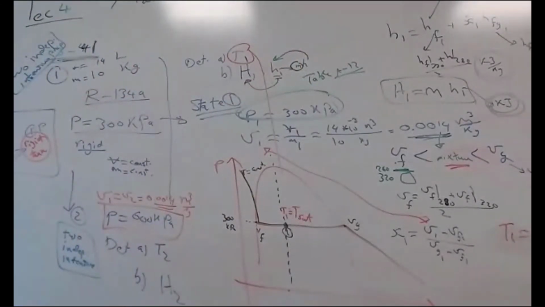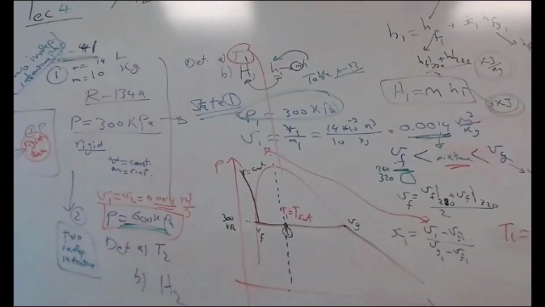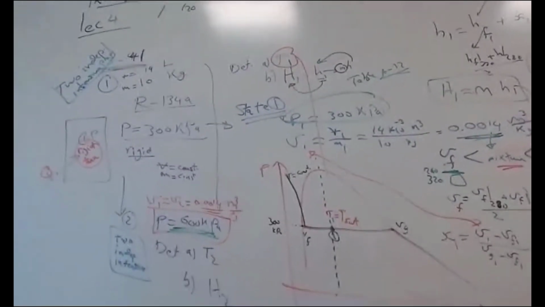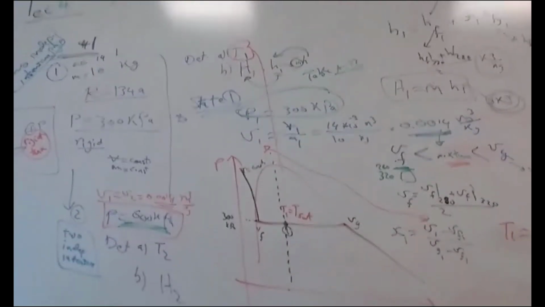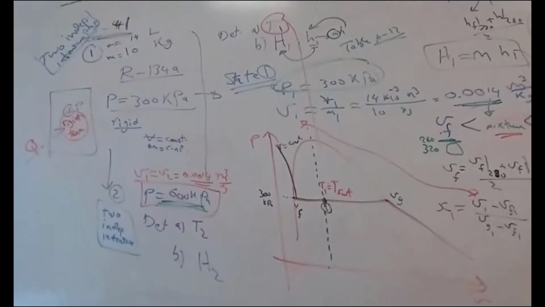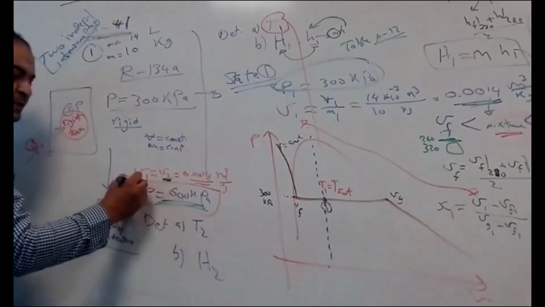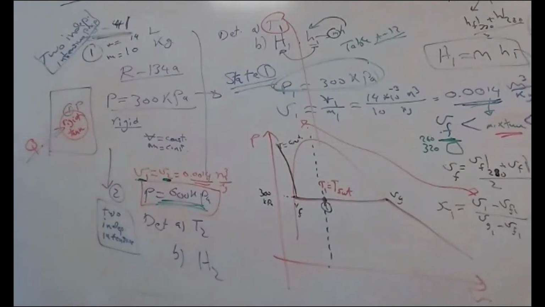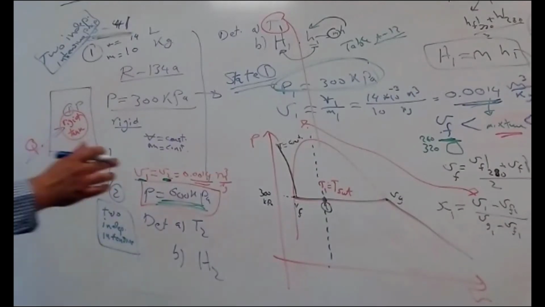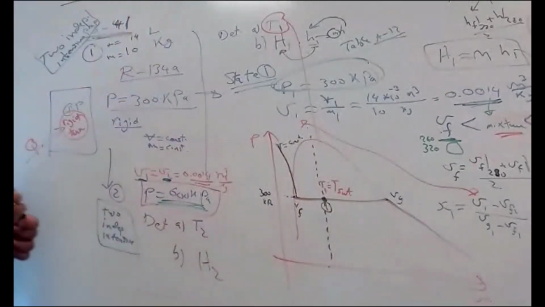The total enthalpy. State 2, he gave only pressure, but I can get everything because this is a rigid tank. Rigid tank means the specific volume does not change. V1 and V2 are the same, or nu1 and nu2 are the same. So we need to move here vertically. This is 1. So upward or downward, guys?